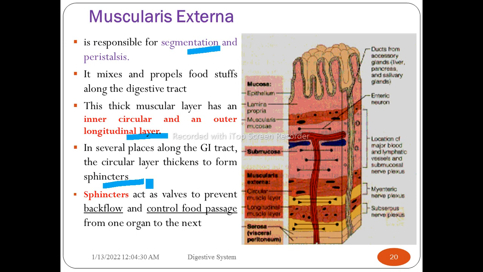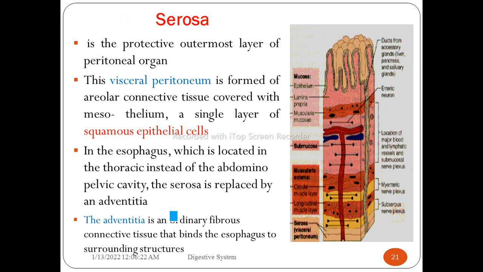For instance, the cardiac sphincter prevents backflow of food from the stomach to the esophagus, whereas the pyloric sphincter prevents backflow from the small intestine to the stomach, and the ileocecal valve prevents food contents from moving from the large intestine to the small intestine. This is about the muscularis externa.